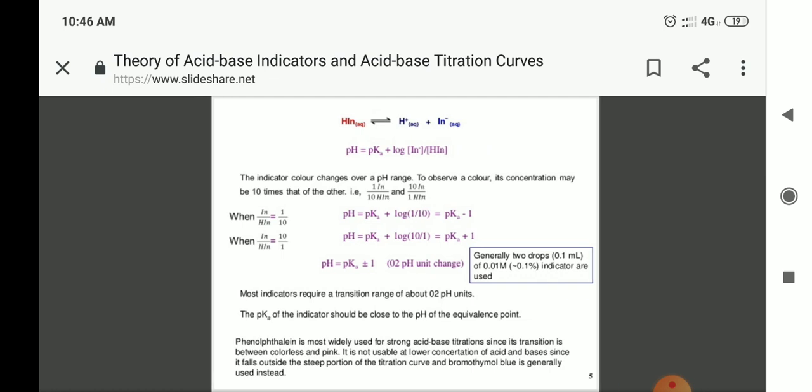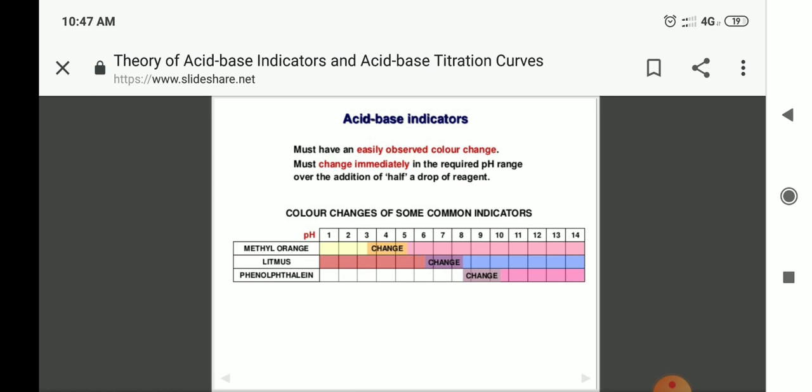Phenolphthalein is the most widely used for strong acid base titrations, since the change is between colorless and pink. It is not suitable for lower concentrations of acid and base, since they fall outside the steep portion of the titration curve. Bromothymol blue is also generally used. Acid base indicators must have an easily observed color change, and must change immediately in the required pH range on the addition of half a drop of reagent. That is the color change of some common indicators.